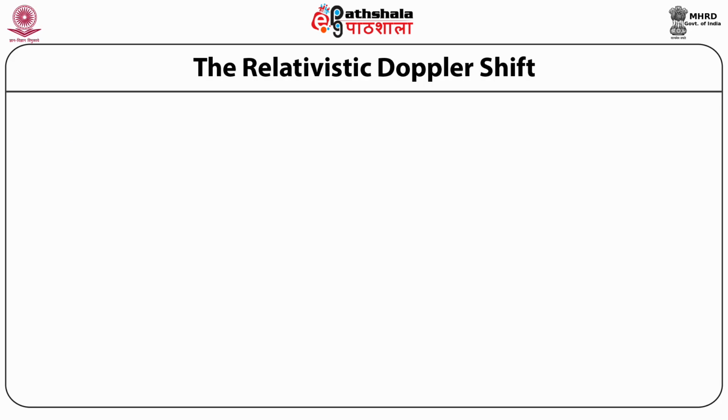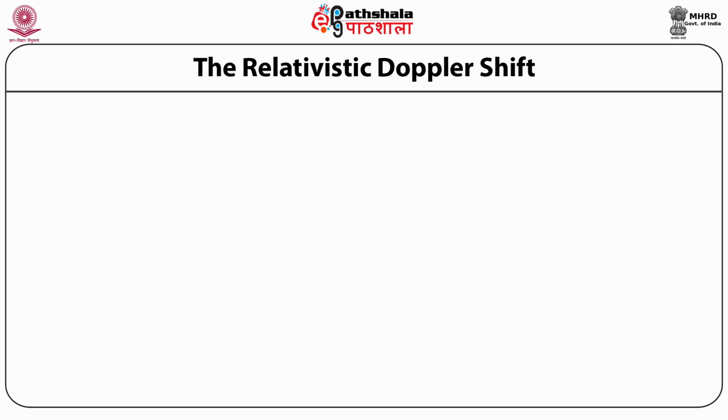The relativistic Doppler shift. We have already seen, or we already know about the Doppler shift, which basically refers to the change in the frequency of sound waves when approaching or moving away from a source or the observer. The same Doppler shift or Doppler effect is also observed in case of light or the electromagnetic waves. However, in this case, we need to consider the relativistic effects due to the special theory of relativity.